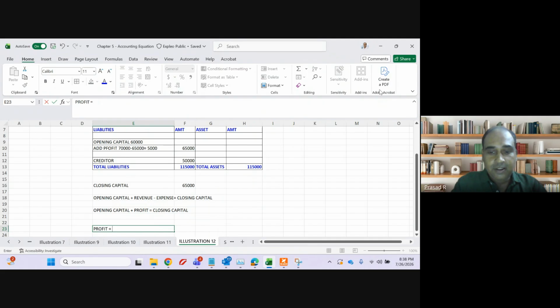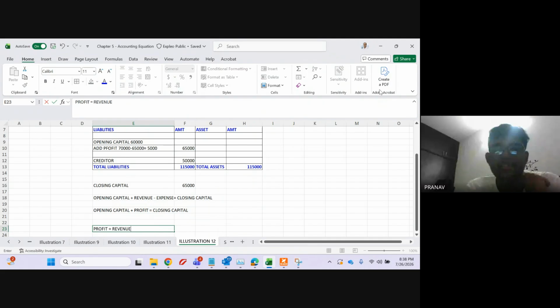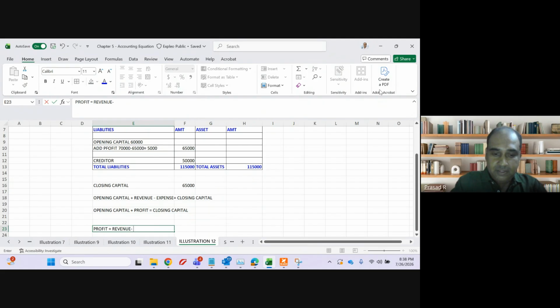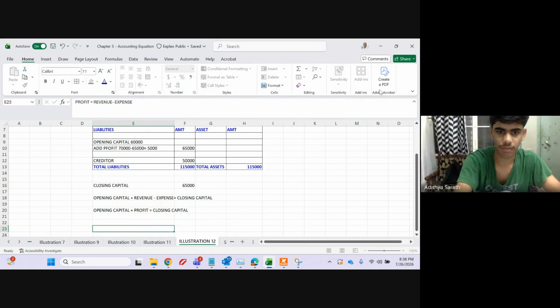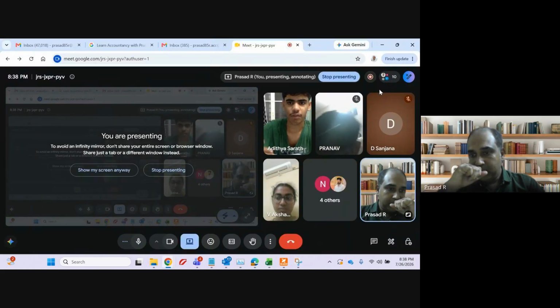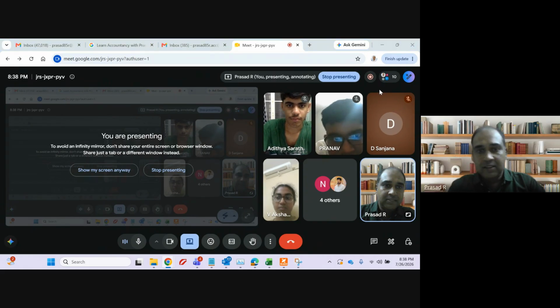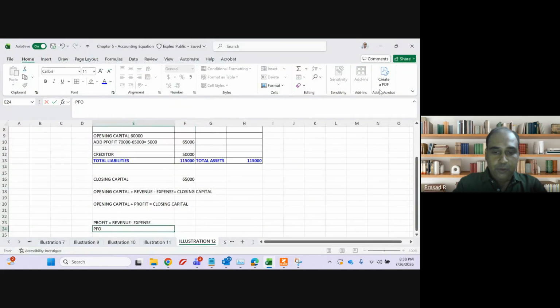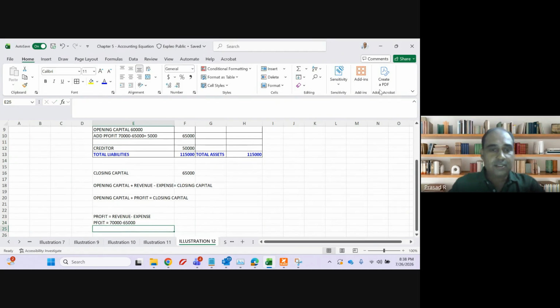That also is fine. But here we don't have it, we have revenue minus expenses. Yes, sir, you are absolutely right. Profit can also be termed as closing capital minus opening capital. But here we have revenue and expense details. So these are the formulas you have to write. Against each of these numbers, you have to write profit equal to revenue minus expense, 70,000 minus 65,000. This is your solution for your exams. Profit equal to 5,000.